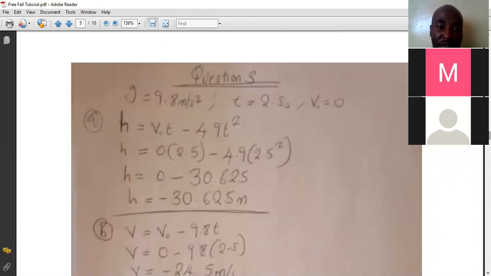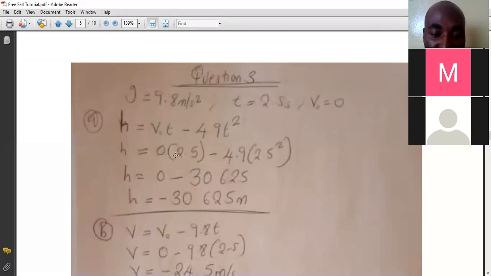For how tall the building is, you just say H equals V naught T minus 4.9 T squared. As you've seen, there's no Y naught, because the top of the building is the reference. We've already been told that the brick falls with 0 initial velocity, so for V naught you put 0, and the time is 2.5. When you multiply anything with 0, the answer is 0. So minus 4.9, then where there's time, you substitute the 2.5 seconds.